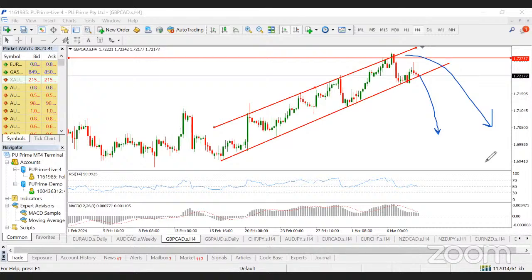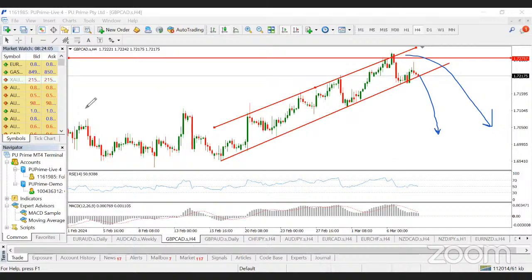So again, if the news comes out to favor the CAD, while CAD JPY may buy, GBP CAD will sell. Because here in the GBP CAD, the CAD is the quote currency. In the CAD JPY, the CAD is the base currency. So if the news comes out as a green and CAD JPY is buying, GBP CAD will sell.